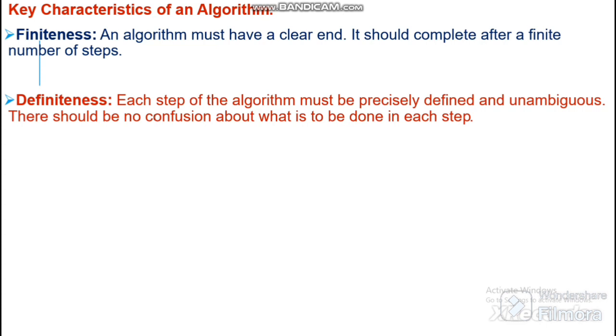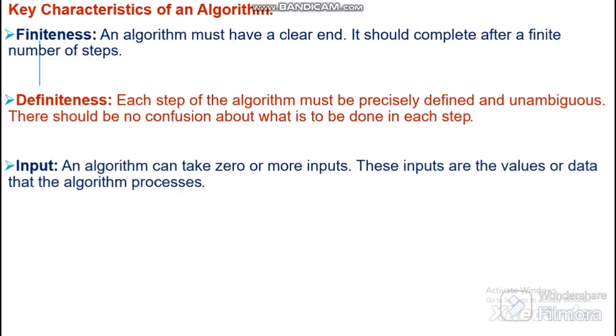Next, definiteness. Each step of the algorithm must be precisely defined and unambiguous. There should be no confusion about what is to be done in each step. Each step which you are writing must be very clear.